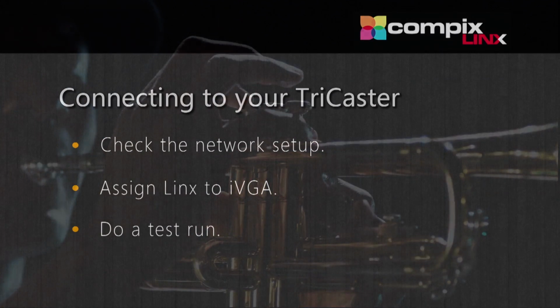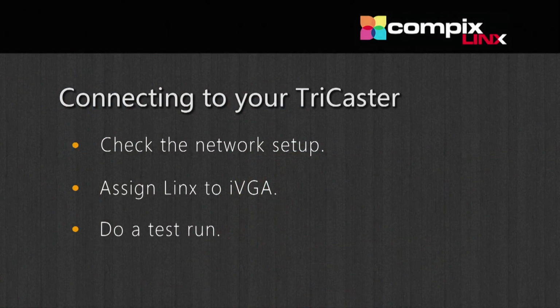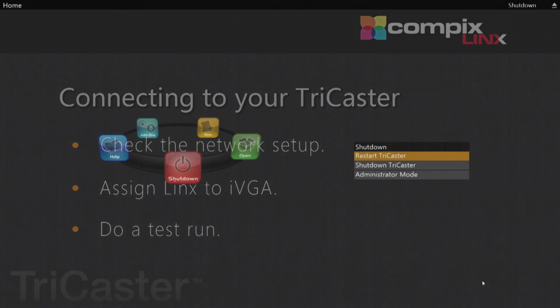Compix Linx works with any NewTek TriCaster with a network input and IVGA integration. Before connecting Compix Linx, make sure you're using a Cat6 cable with a gigabit Ethernet connection. This is important, as your performance might become unstable otherwise.